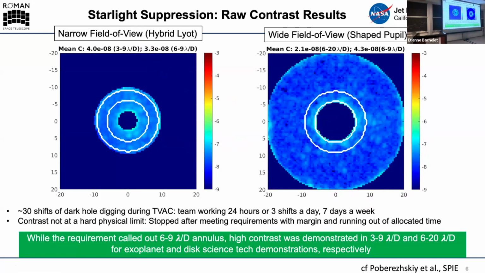So raw contrast is not the same as detecting something at this contrast. This is what you start out with. You have all kinds of post-processing tricks and ways to improve your final contrast of what things you might detect. And so the fact that we're getting raw contrasts in a regime that is better than the baseline requirements means that this is very promising.